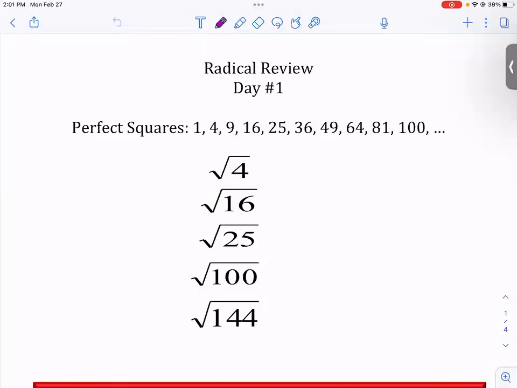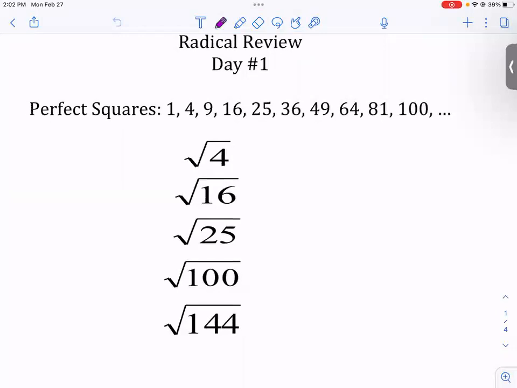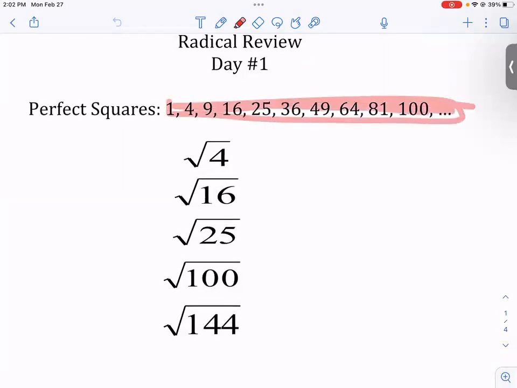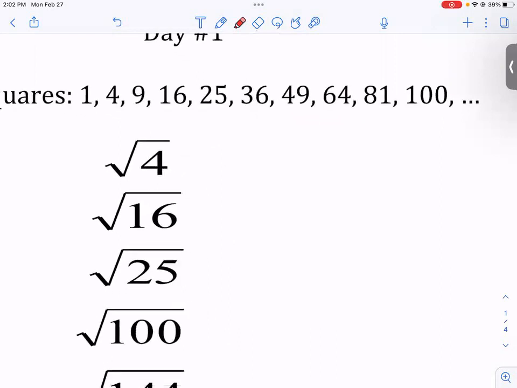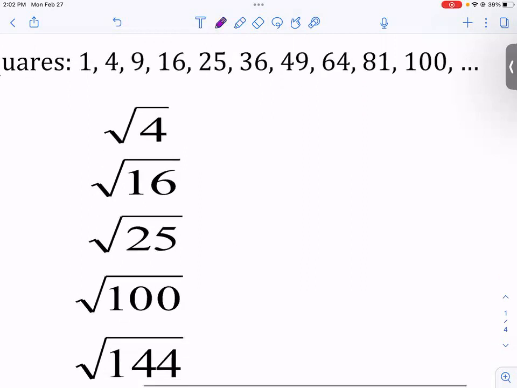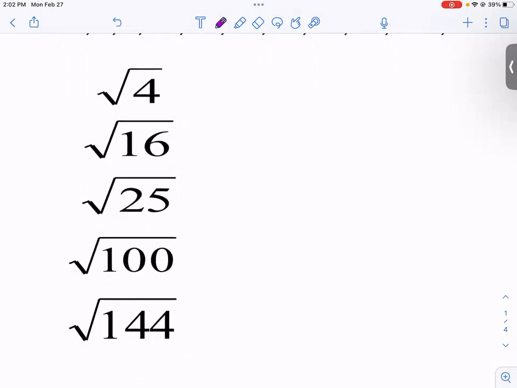So up here on the board, I wrote down our perfect squares 1 to 100. And by perfect squares, I mean 1 to 10. Okay. 1 squared is 1. 2 squared is 4. 3 squared is 9. Now, that means the square root of 4 is 2. Do you know why? Because 2 times 2 is 4. So 2 squared is 4.